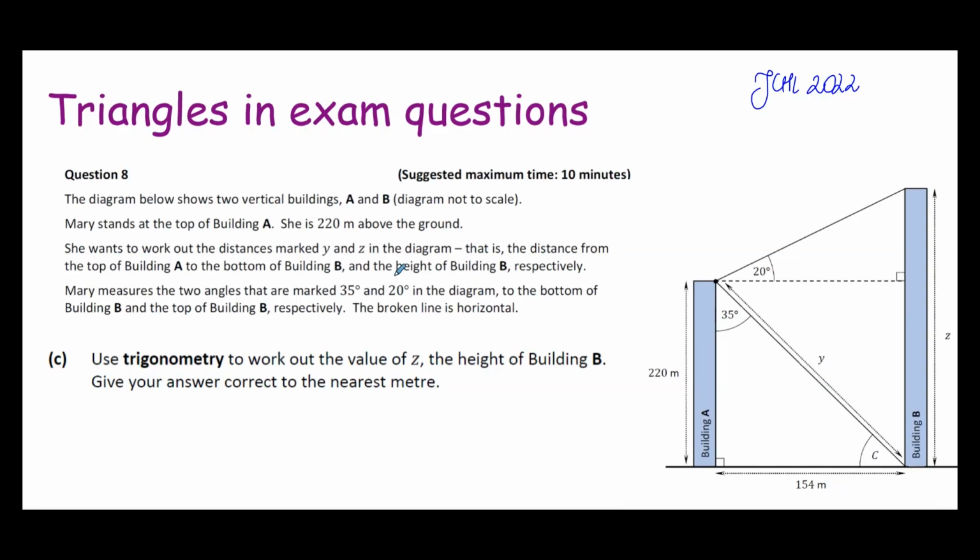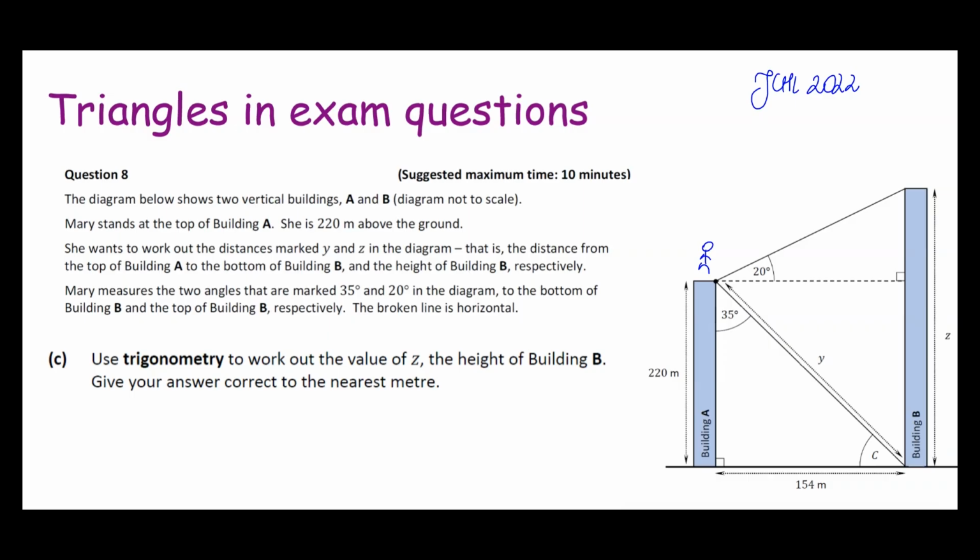This question talks about Mary and the two buildings and different measurements. In the beginning of the question, Mary stands on the top of the building. Why? Don't know. Anyway, let's have a look at part C. Use trigonometry to work out the value of z. So where is z? There it is, the height of building B. Give your answer correct to the nearest meter.